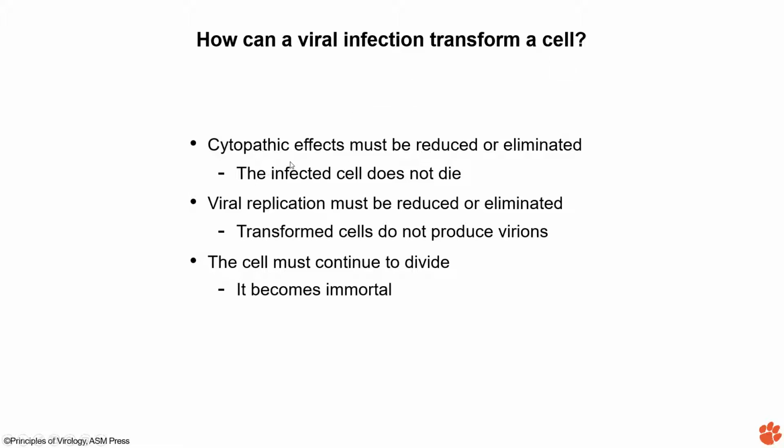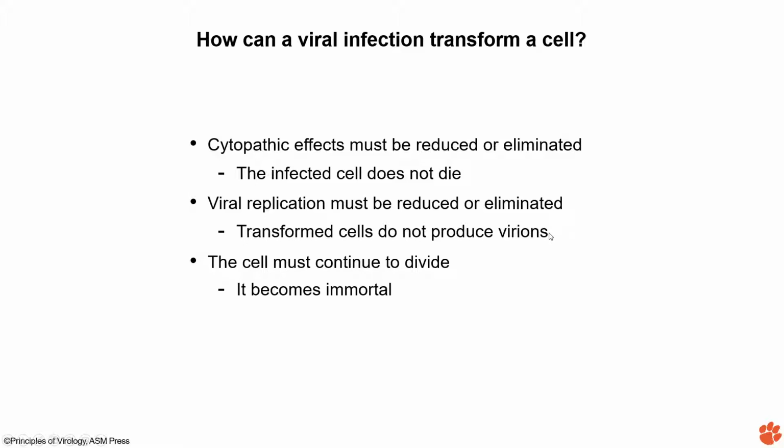The first thing is that the cytopathic effects must be reduced or eliminated. If the cell is killed by the viral infection, it's not going to get transformed. So you have to keep the cells alive. That's number one. Then viral replication also must be reduced or eliminated, and the transformed cells do not produce virions.